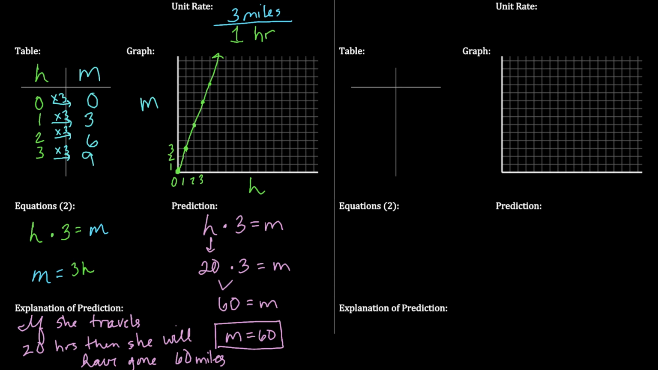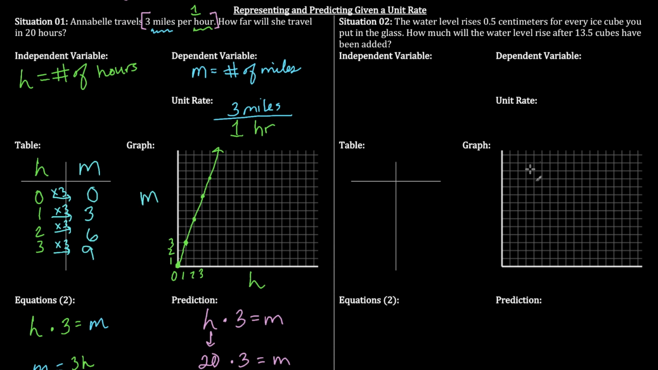All right, let's do the next situation. So the water level rises 0.5 centimeters, half a centimeter, every ice cube you put in the glass. So we're talking about water level. Centimeters would be the water level. And that's going to depend on the number of ice cubes. How far will the water level rise, or how much will the water level rise after 13.5 cubes have been added?